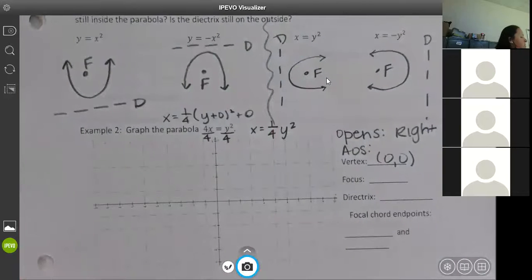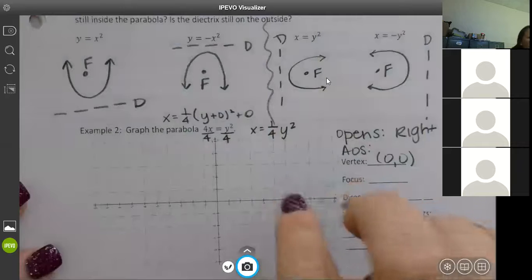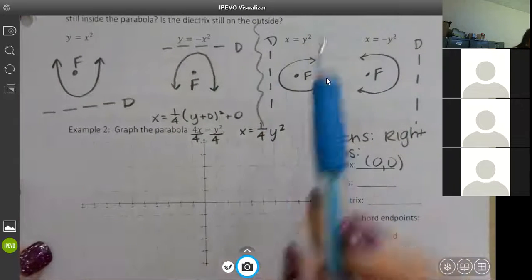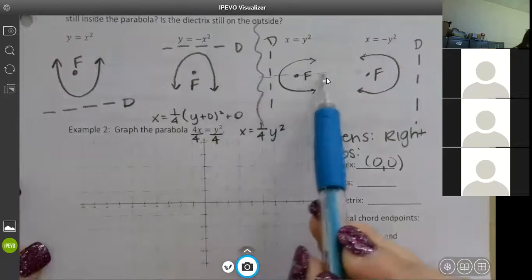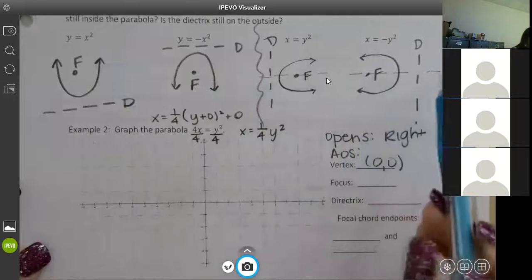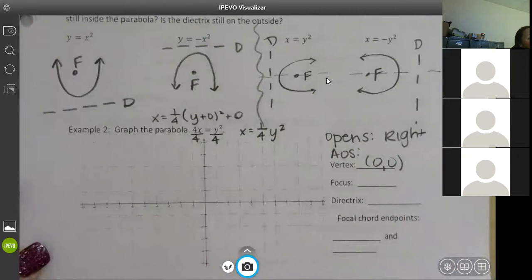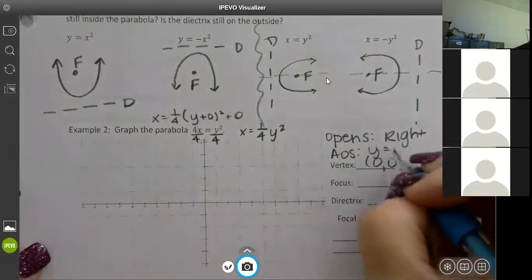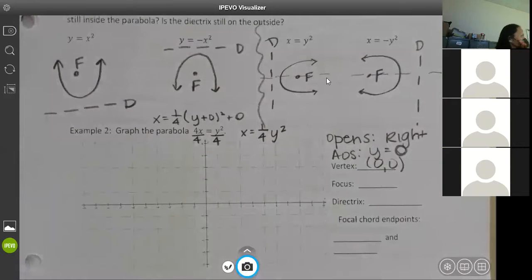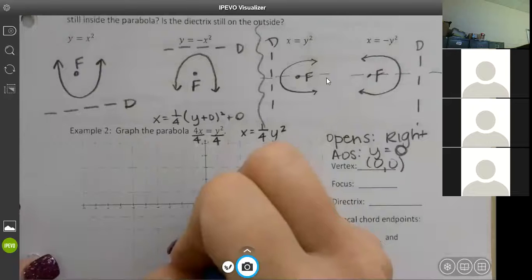So soon, I think, not tomorrow, but Monday, I think we have a different vertex that we're working with. So it's not just 0, 0 every single time. All right. So then your axis of symmetry, because it points to the right, remember, goes through this. So instead of being X equals on our last one, this one is going to be what? Y equals and whatever your Y coordinate is. So Y equals 0. All right. So our vertex is 0, 0.